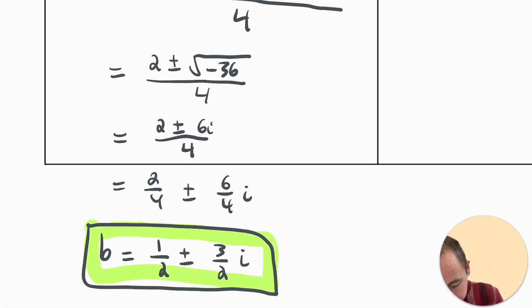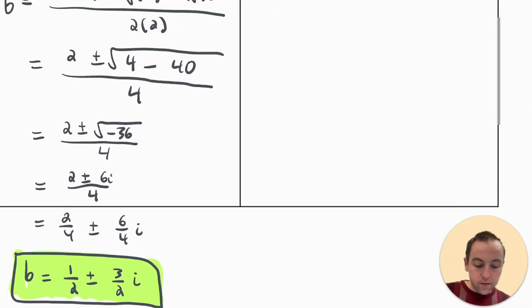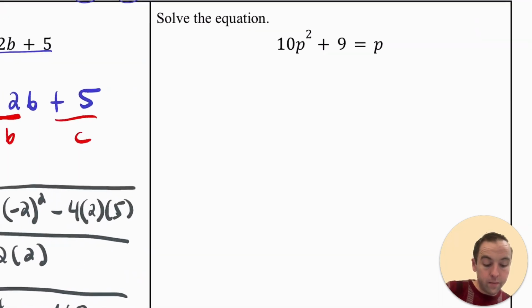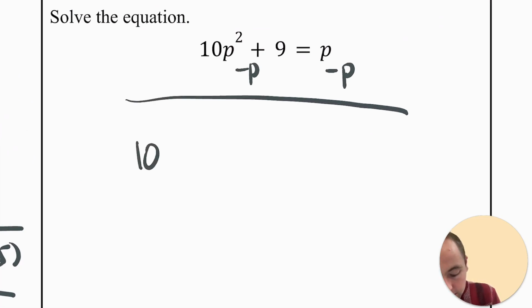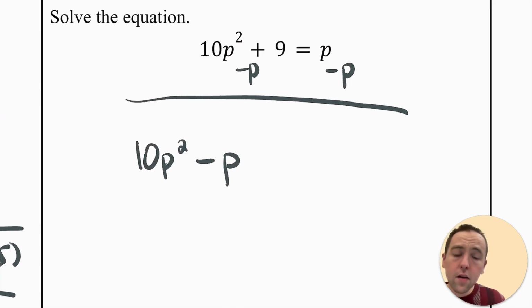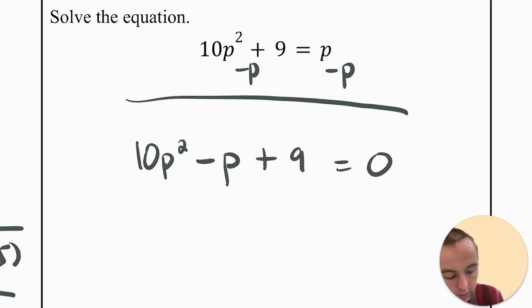Excellent. All right, just one last example here that we'll cruise through, and then we should be pretty solid and golden with the quadratic formula. So this example right here, let's solve it. It's a quadratic equation. Let's get a 0 on the right side. So let's subtract p. There aren't any like terms, so it'll just be 10p squared. I'm going to sneak the p right in there in the middle. So we have that b value there, and then plus 9, and that's going to be equal to 0.